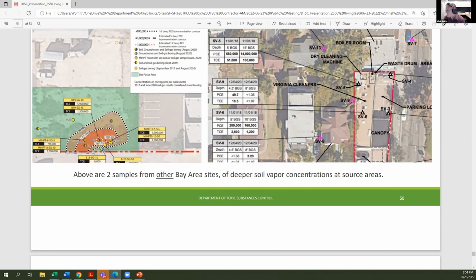We're advancing with work on the Albright cleaners. We got additional soil data. We got additional soil vapor data in April of this year from them. We're working with them to plan the next phase of their investigation.